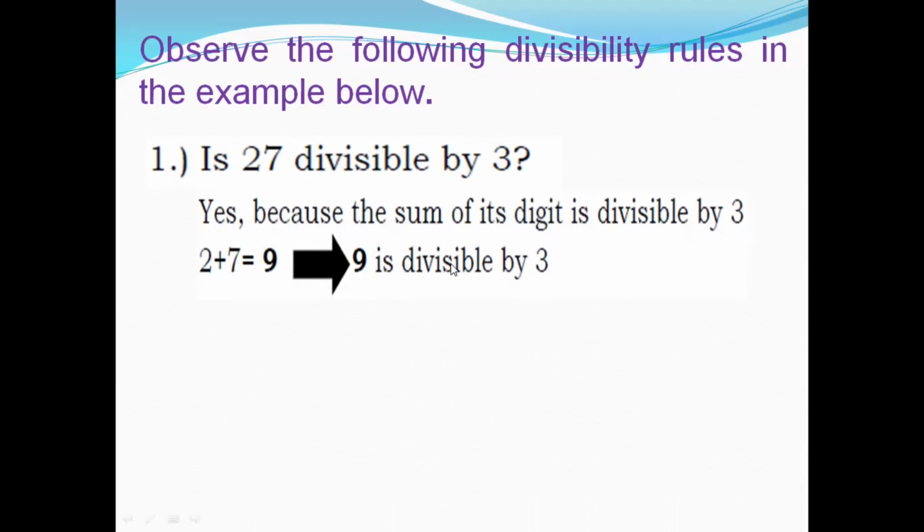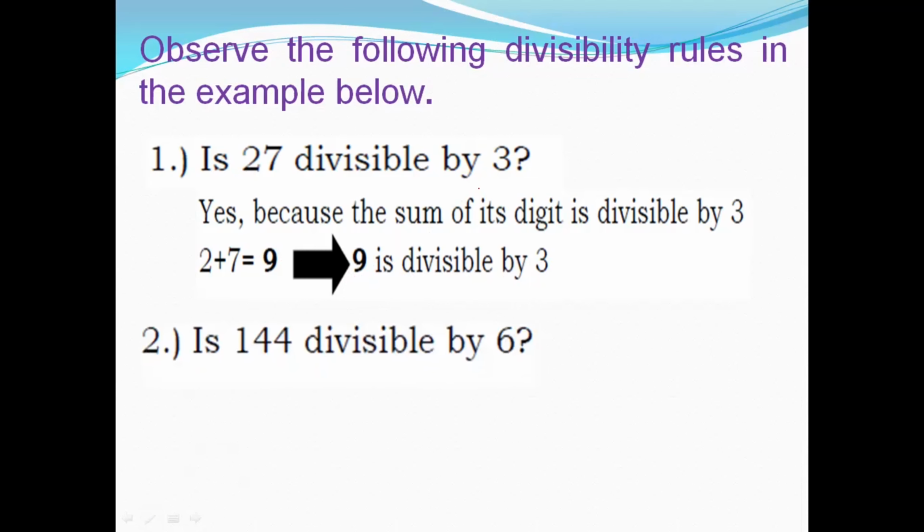Bakit siya naging divisible by 3? When we skip count, 9 is a multiple of 3. Kasi pag nag-skip count tayo ng 3, 6, 9. So this is a multiple of 3, si 9. So 2 plus 7 is 9. 9 is divisible by 3. So 27 is divisible by 3.